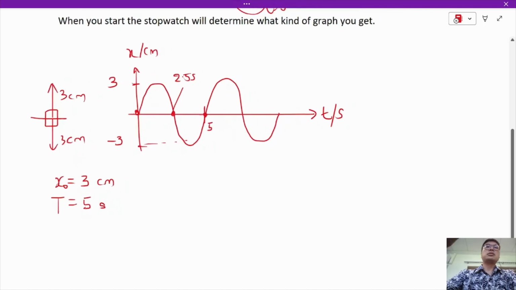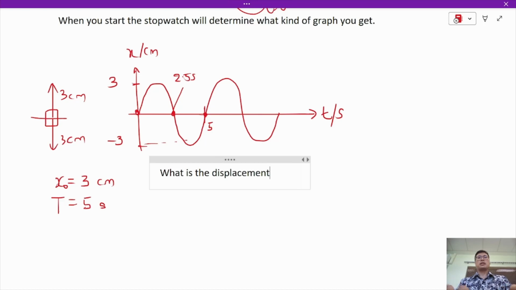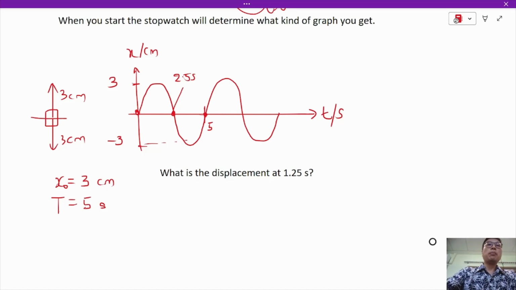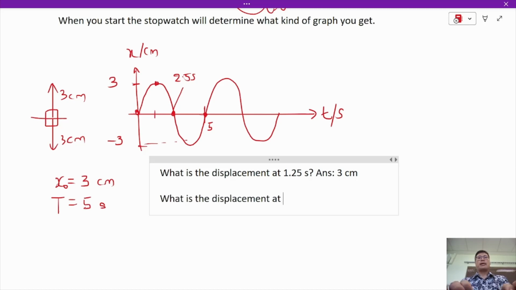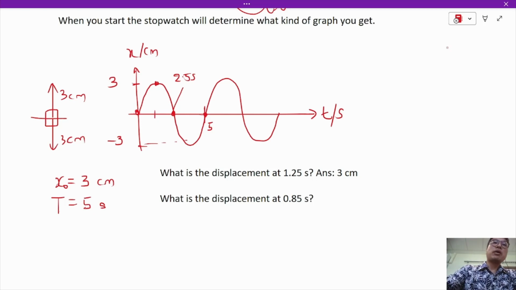Now, let me ask you a simple question. What is the displacement at 1.25 seconds? Well, it's very easy. 1.25 seconds is somewhere here in the middle. So the displacement at 1.25 seconds, the answer will be 3 cm. Easy, right? But what if I ask you something weirder? What is the displacement at 0.85 seconds? 0.85 seconds is somewhere over here. So we know the displacement is between 0 and 3.